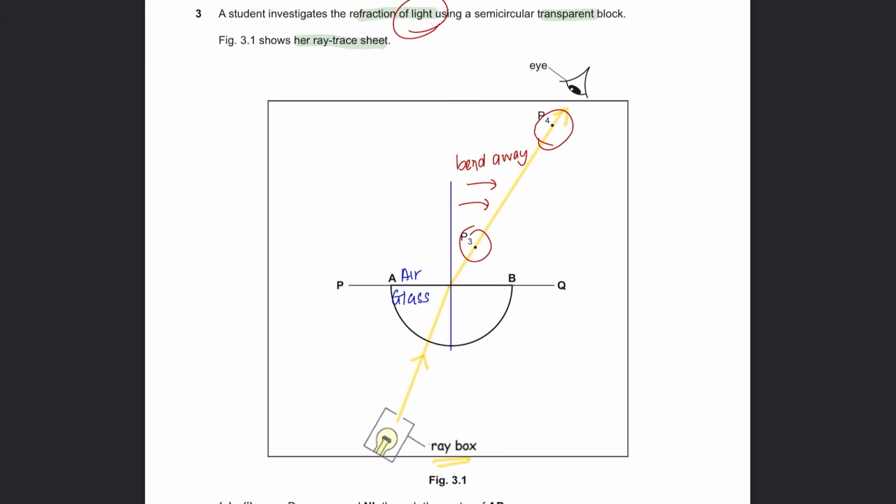That's why you can see 2 pins here to show you the ray of light. Okay, let's get started.